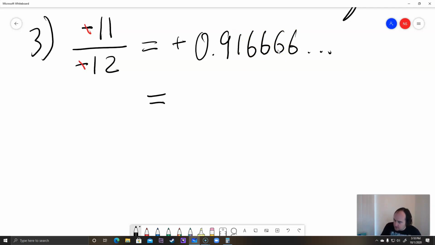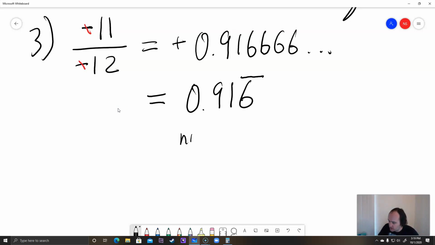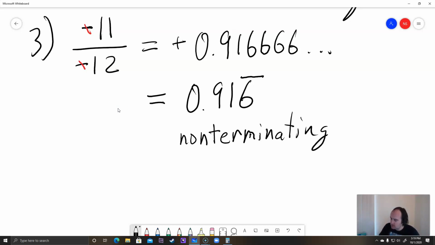So we actually write this as 0.916. And then because the 6 is repeating, we put a bar just over the 6. That's putting a bar over what's called the repeat end. The repeat end is what repeats over and over again. And because this decimal goes on forever, it never stops. This is called non-terminating. Remember, terminating means it stops, so non-terminating means it never stops. It's non-terminating, but it's also repeating, because you can see it's repeating 6 over and over and over again forever.